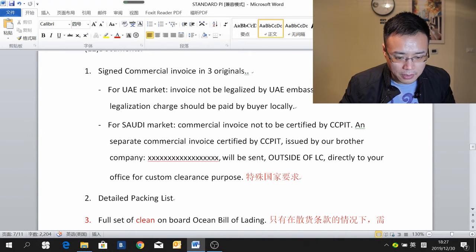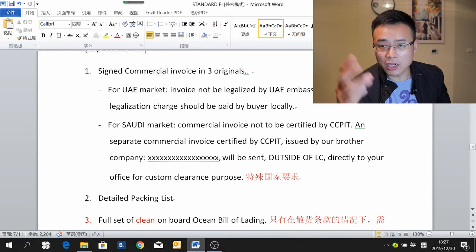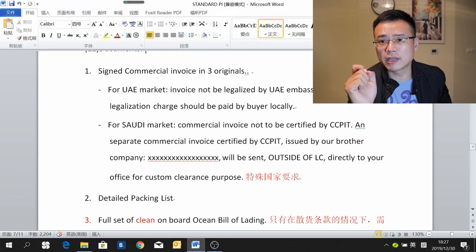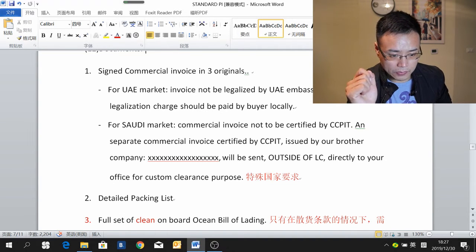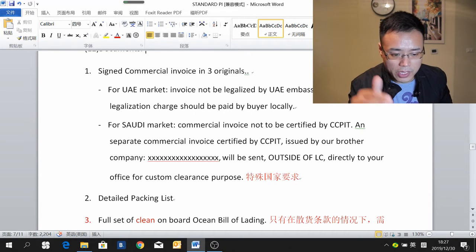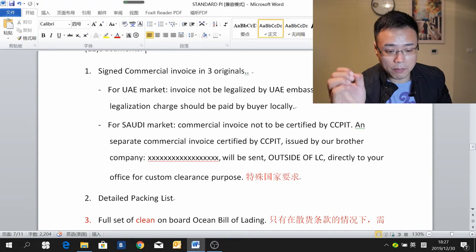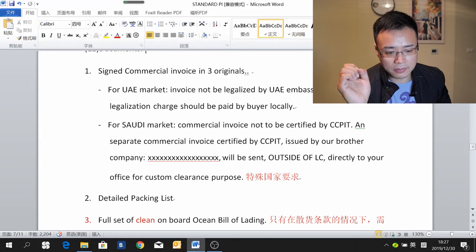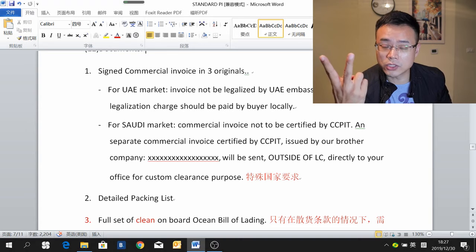Documents. Okay, the documents mentioned here are the documents that you, as a seller, need to present to the LC applicant and to the LC issuing bank. So the first set of documents is the commercial invoice. For the UAE market, for the Saudi Arabia market, for any Middle East country, they will require documents to be legalized. What documents are to be legalized? Commercial invoice and certificate of origin.